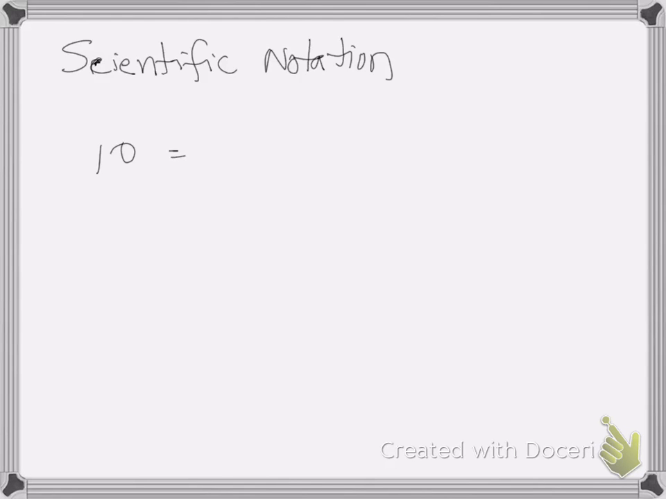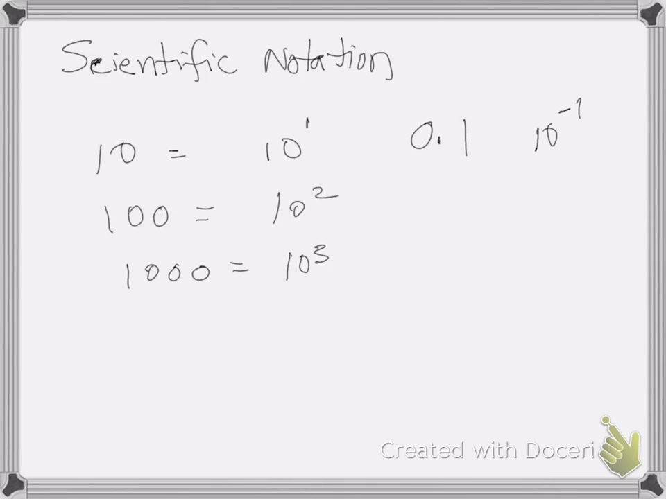Ten in scientific notation is 10 to the first power. What's 100? 10 squared, right? 10 times 10 is 100, right? What's 1,000? 10 cubed. What's 1/10? 10 to the negative 1. Okay, so 100th would be 10 to the negative 2 and so on and so forth.